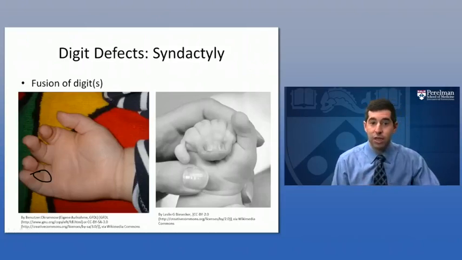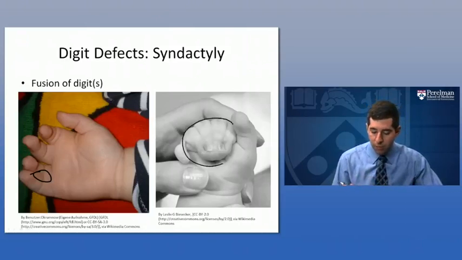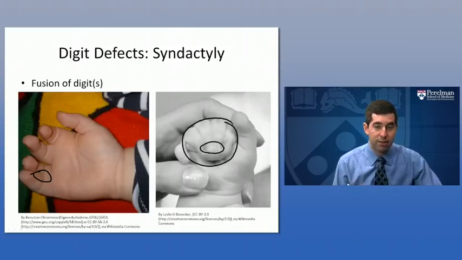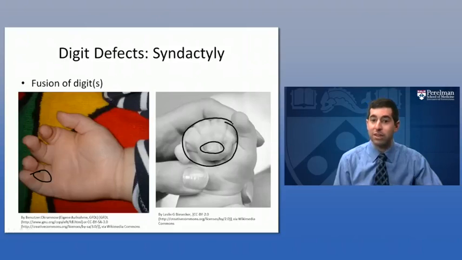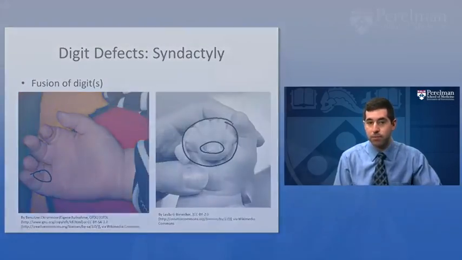But syndactyly certainly can be far more severe. You see on the other side here that we actually have essentially complete fusion of most of the digits with a shared fingernail at the end. So this is very profound syndactyly. You can imagine the function of the hand on this side is going to be significantly limited by essentially the lack of separation of the individual digits here.